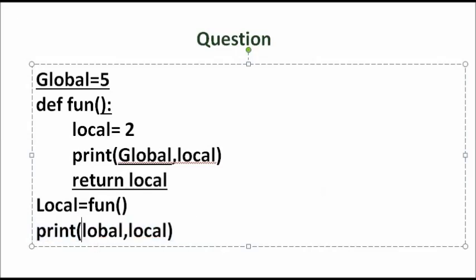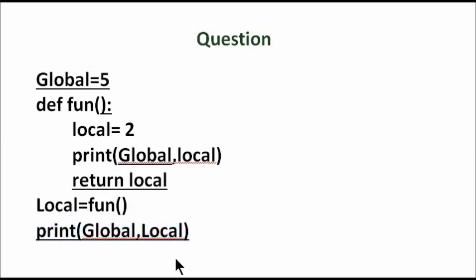The next statement, print(Global, local). Here G is in capital. What about local? Here also it is uppercase L. Okay. Underline the corrections. So we have discussed different types of questions from find the errors. It is very simple. You can score 2 marks very easily.